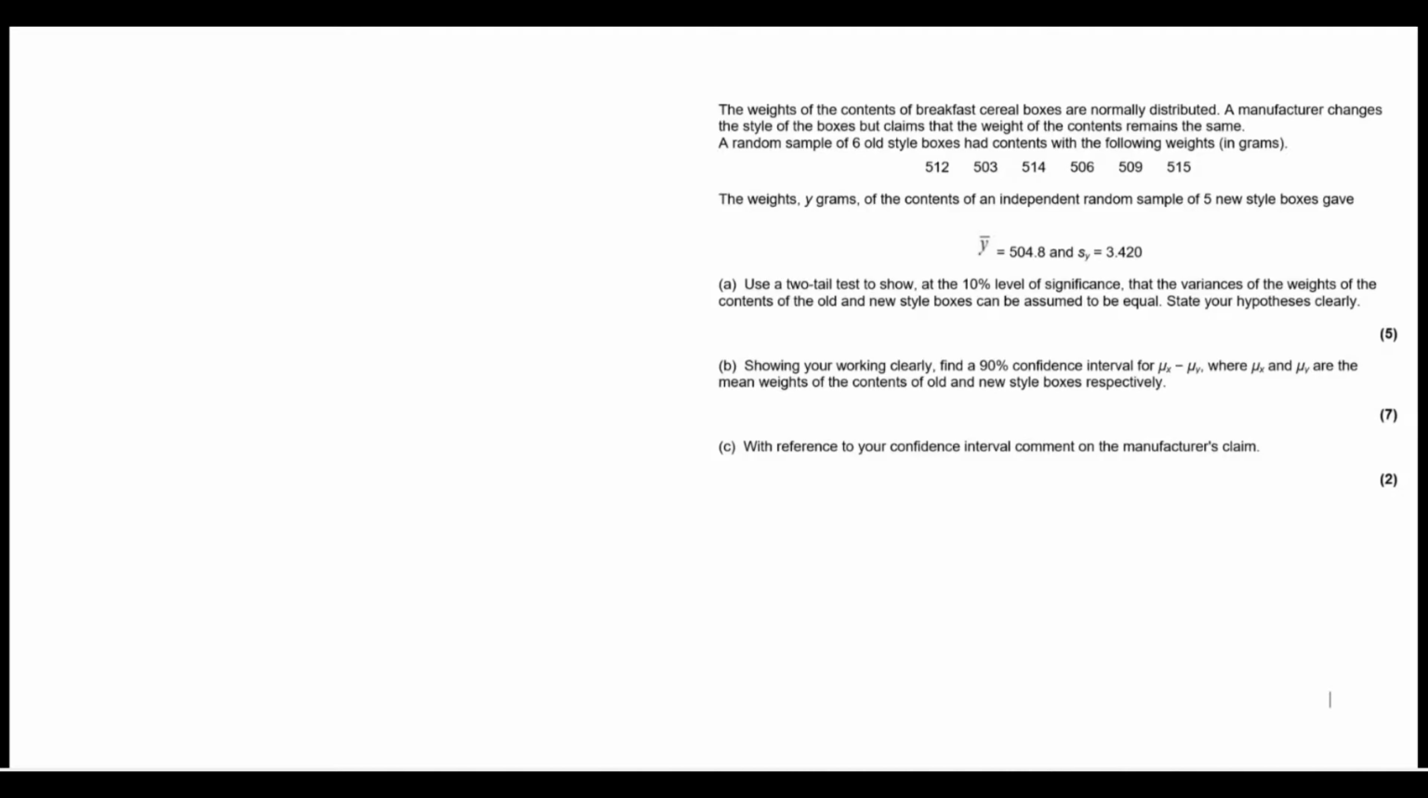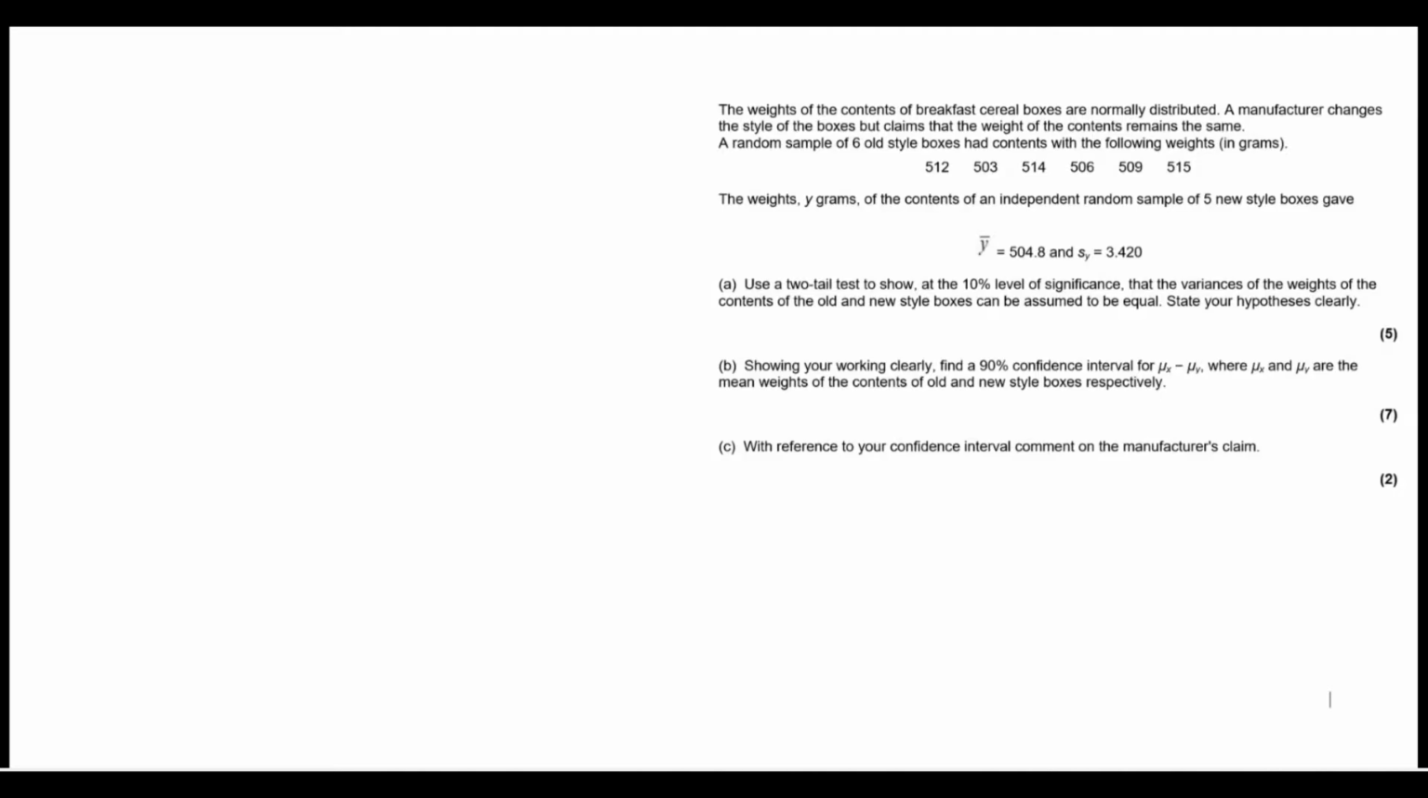So here in this question, we're told that the weights of the contents of breakfast cereal boxes are normally distributed. A manufacturer changes the style of the boxes, but claims that the weight of the contents are going to remain the same. Now, a random sample of 6 of the old style boxes have contents that have the following weights. So we have this data set.